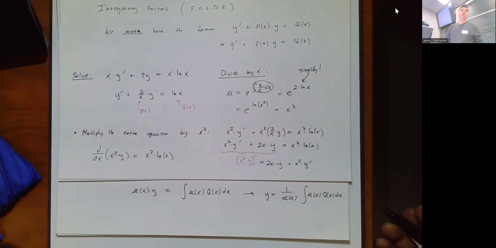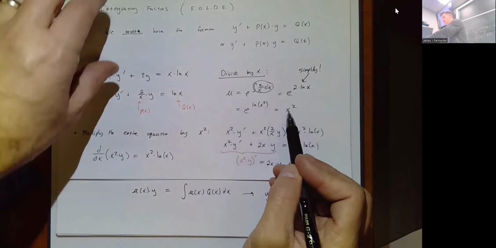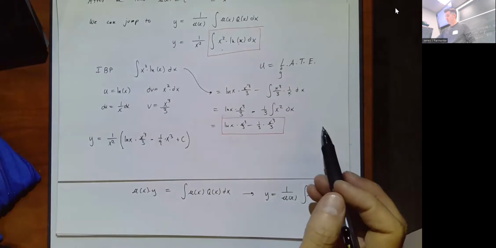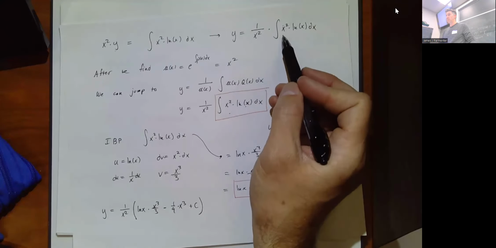And it always happens. Now, probably most of your instructors, if they're having you do this, are not asking you to show all the work. They're probably perfectly fine with you saying, I found mu of x, it was x squared, and then jumping to that y is equal to 1 over mu times the integral of mu times q.